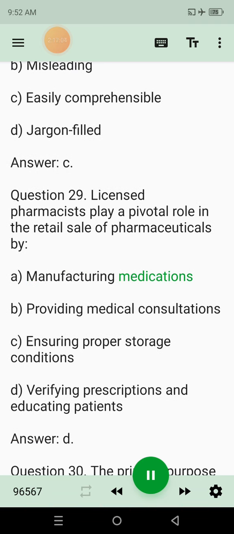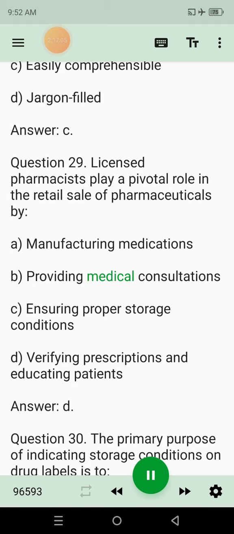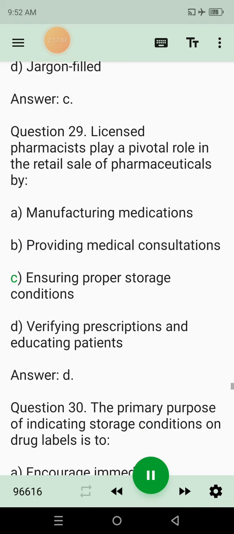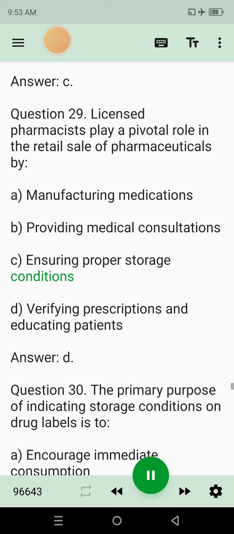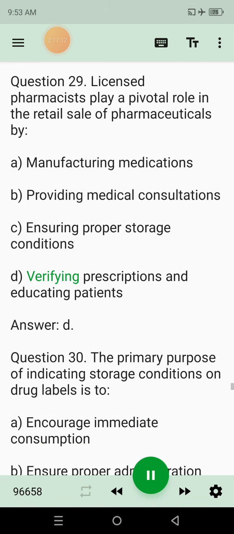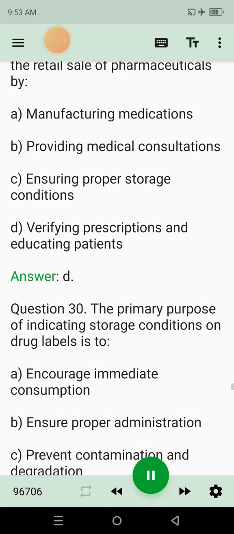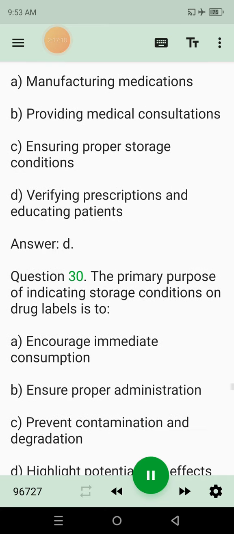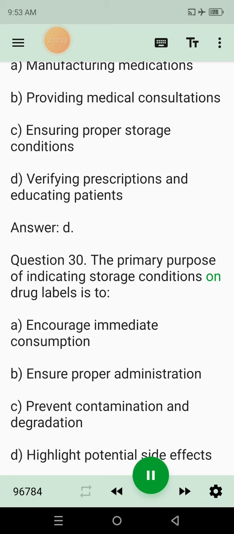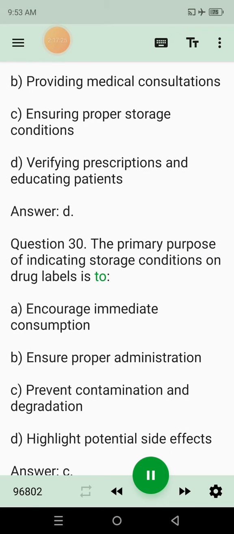Question 29. Licensed pharmacists play a pivotal role in the retail sale of pharmaceuticals by A. Manufacturing medications. B. Providing medical consultations. C. Ensuring proper storage conditions. D. Verifying prescriptions and educating patients. Answer. D.